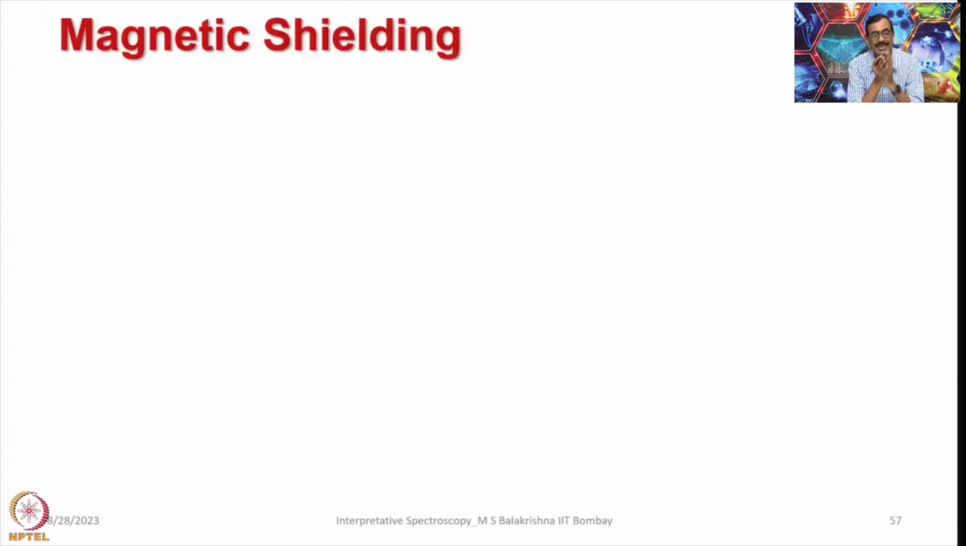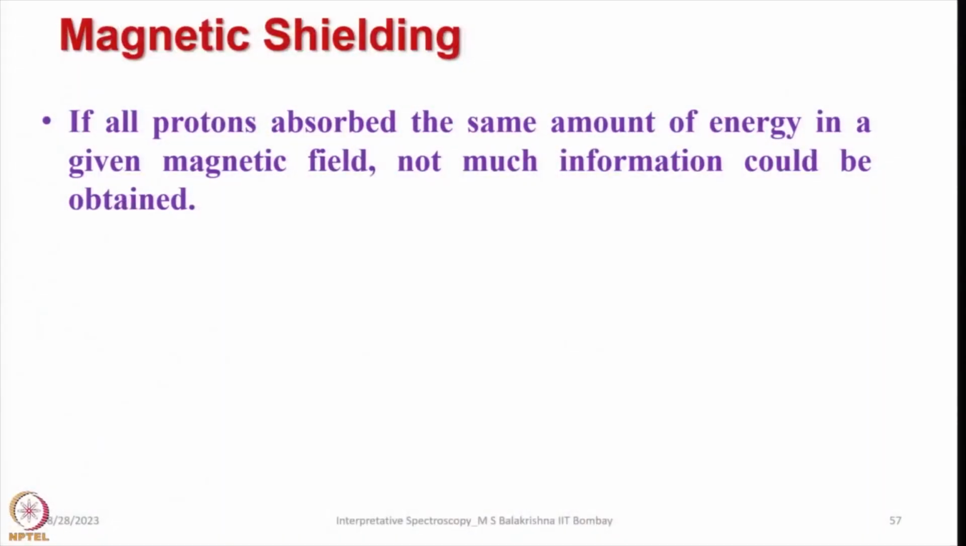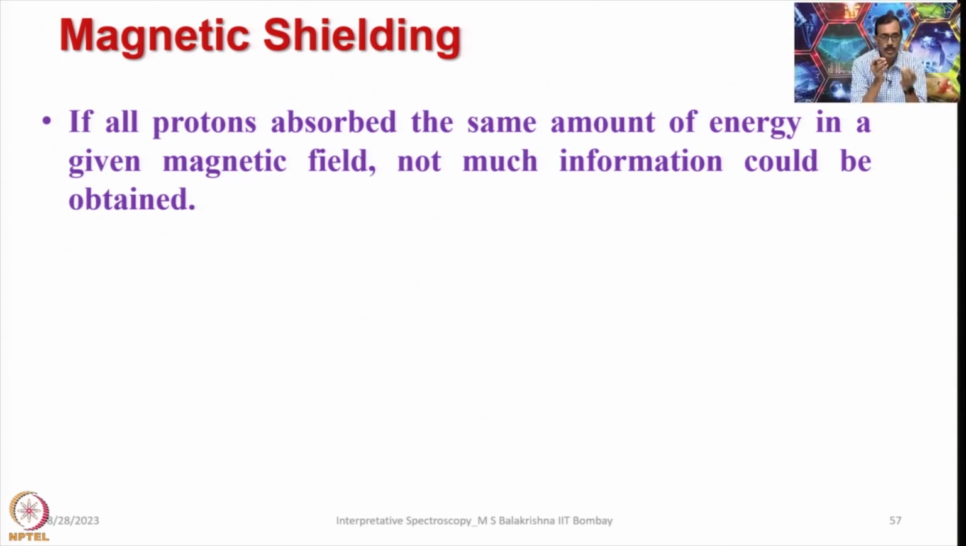So, what is magnetic shielding? This is a very important term when it comes to the utility of NMR in elucidation of the structure of molecules. If all protons absorbed the same amount of energy in a given magnetic field, not much information could be obtained. As I mentioned, if you consider ethanol, we have a CH3 group, a CH2 group, and also the H in OH. If all of them absorbed the same amount of energy in a magnetic field, we would have got a broad signal that wouldn't have really helped us in understanding the different groups present in it.